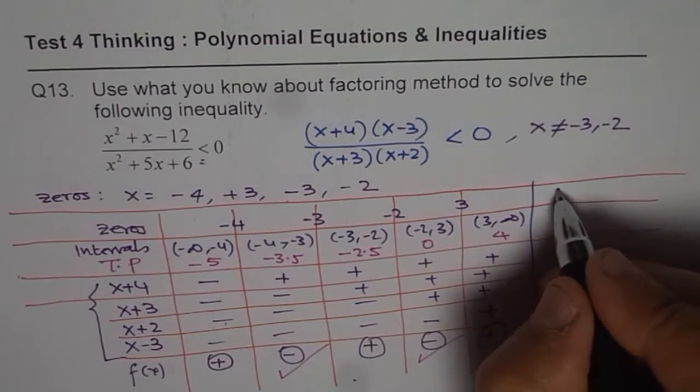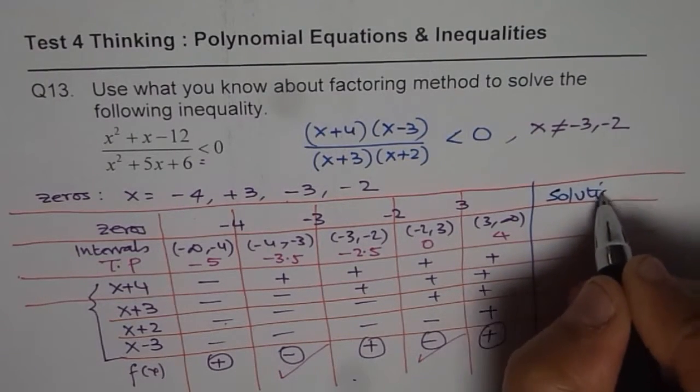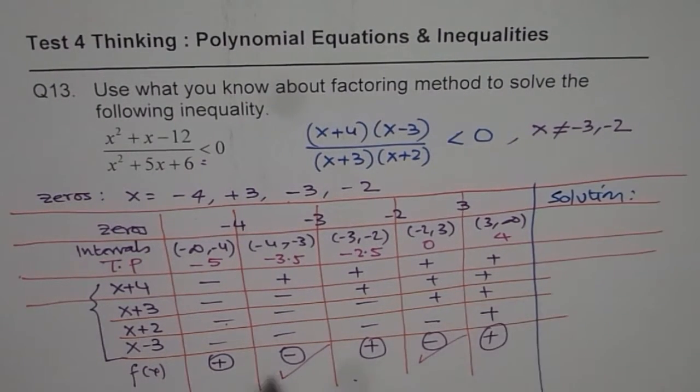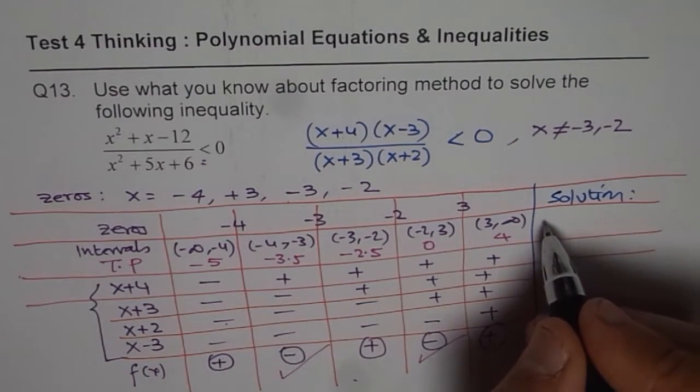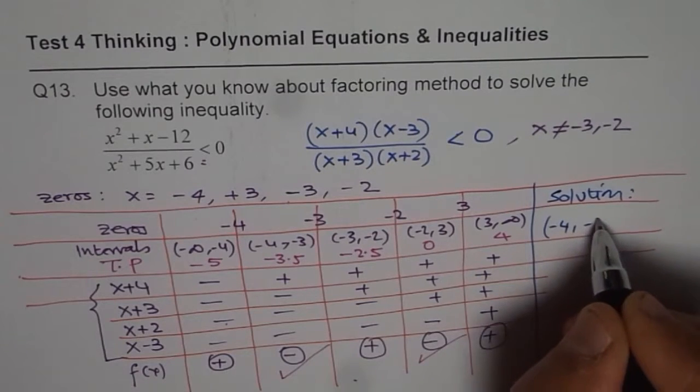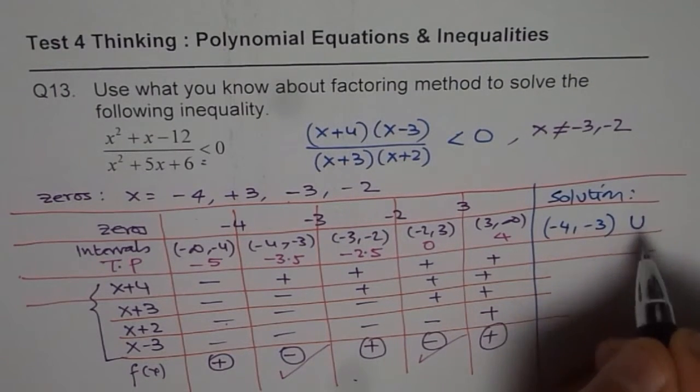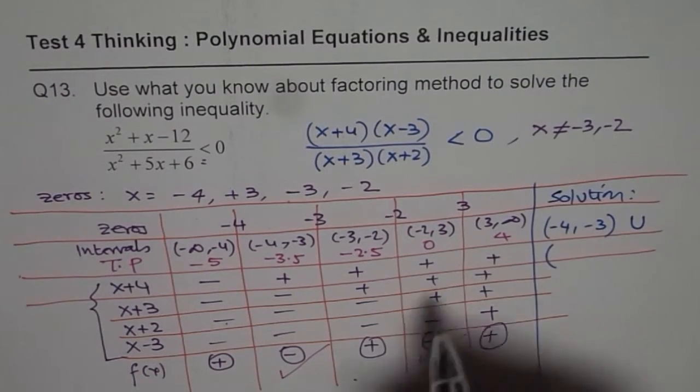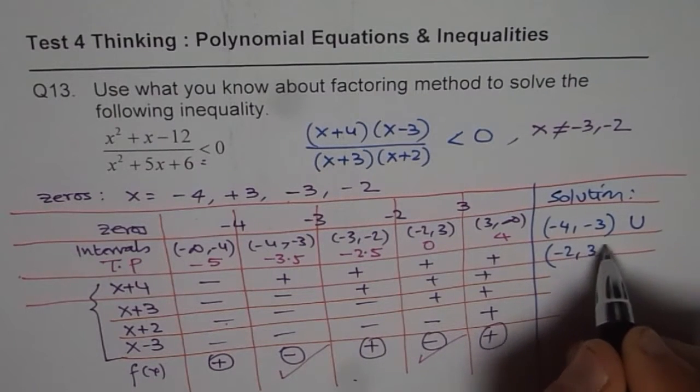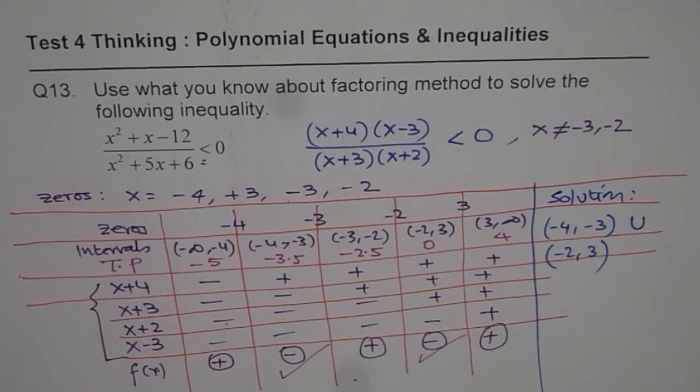So let me write down clearly the solution now. The solution for this inequality is within the interval minus 4 to minus 3, right? So we have minus 4 to minus 3, union, and from minus 2 to 3, correct? So that is the solution for this particular question.